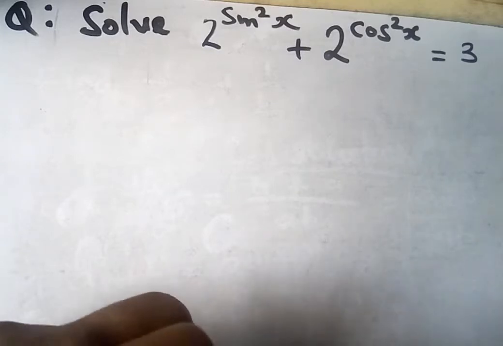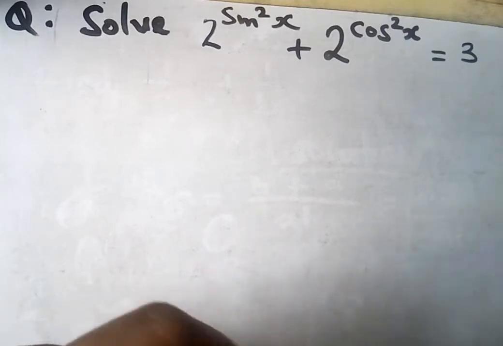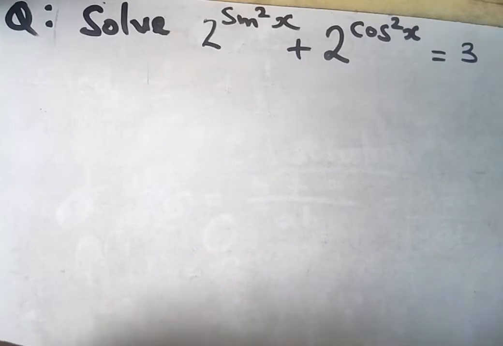In this video I'm going to show you how you can solve this question. 2 raised to the power of sine square x plus 2 raised to the power of cos square x equals 3. How are we going to find the value of x? To solve this question is very easy.